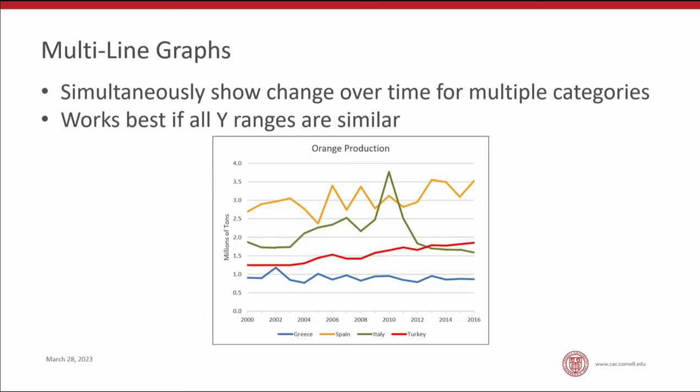But in this example, it's easy to see that there's a bit of a pattern to some of the countries, like Turkey is increasing over time. There's a lot of variability in Spain, the yellow one, from year to year. Italy had one great year, and so forth. So you could tell a lot of different messages with a chart like this.